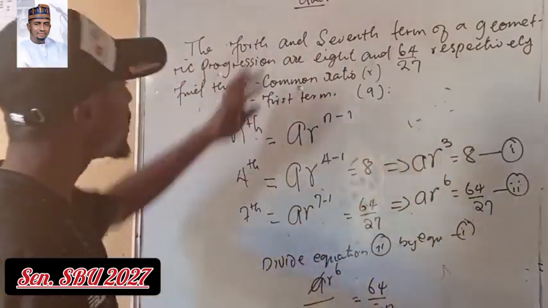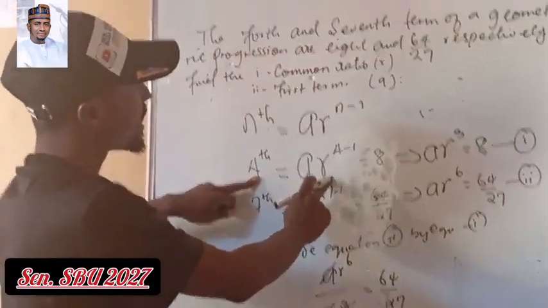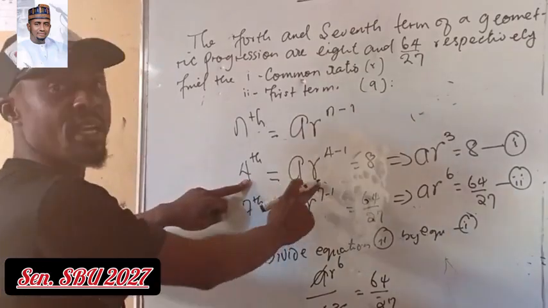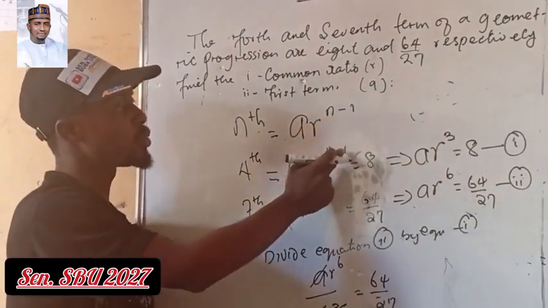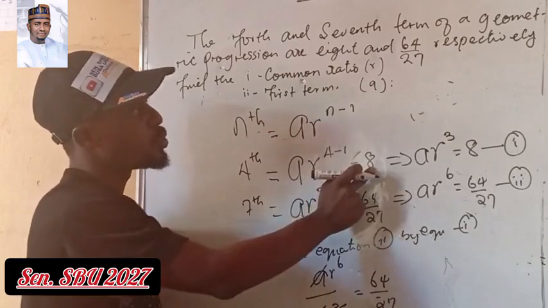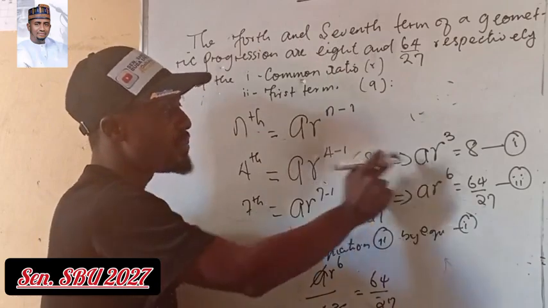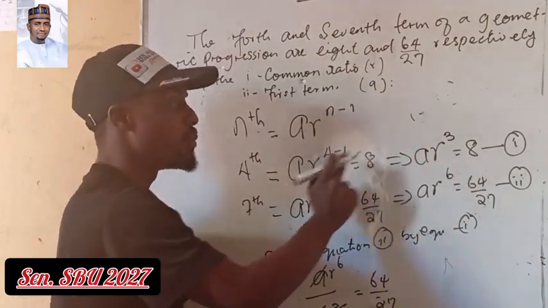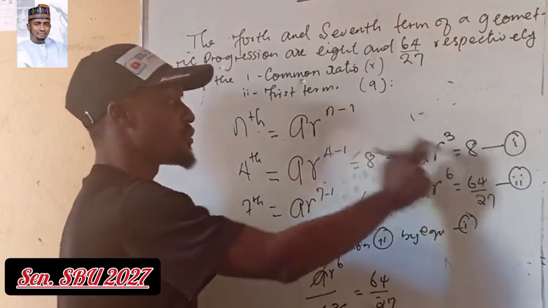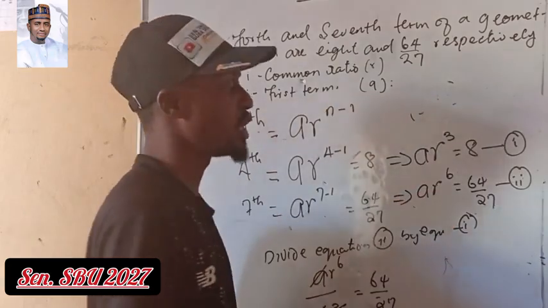For the fourth term, we say the fourth term is 8. Therefore, a r raised to power 4 minus 1, because our values of interest are the common ratio and the first term. The number of terms is 4, so 4 minus 1, which equals 8 based on the statement in the question. Our a remains a, our r remains r, but when you remove 1 from 4, it gives 3. This is the short form of the equation: a r raised to power 3 equals 8. We name it equation 1.